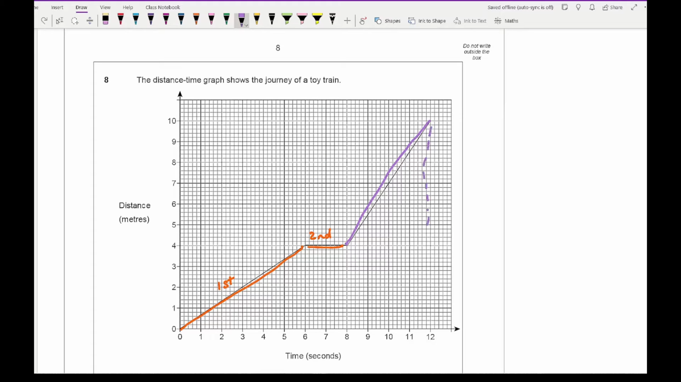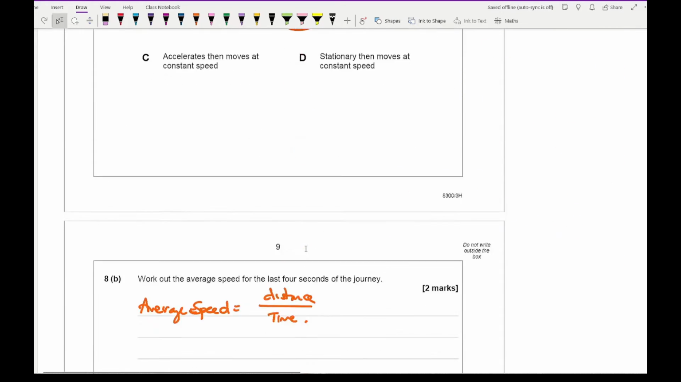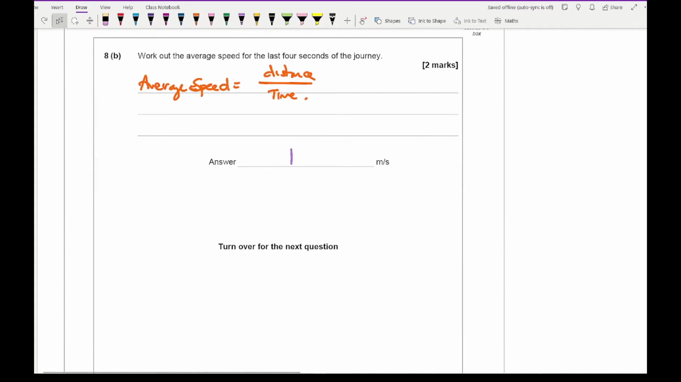So looking at the distance, it is 10 take away 4, which is 6, and the time is 4 seconds. So for B, the speed is going to be equal to 6 over 4, which is 1.5 meters per second. So if I go back to the question, I just need to write 1.5. Can you write it as a fraction? Yes, you can. So you could write it as 3 over 2 or write it as 6 over 4.